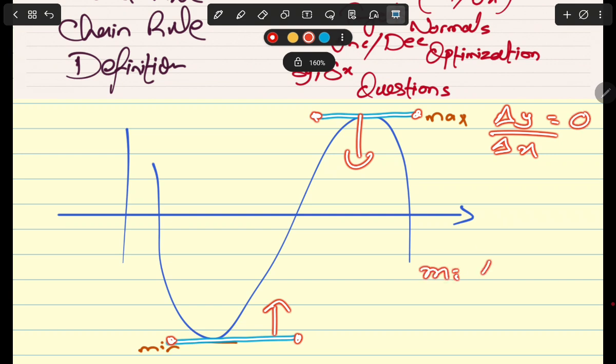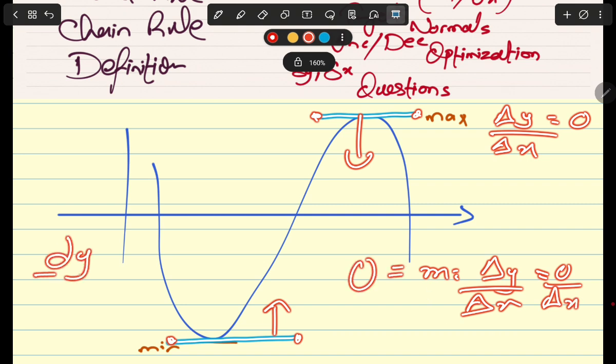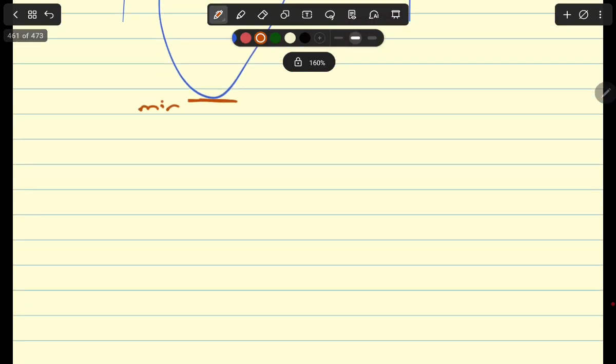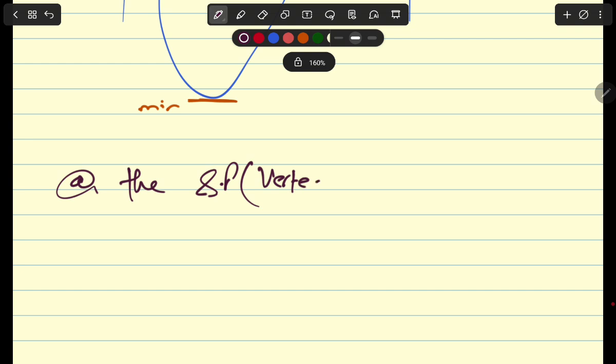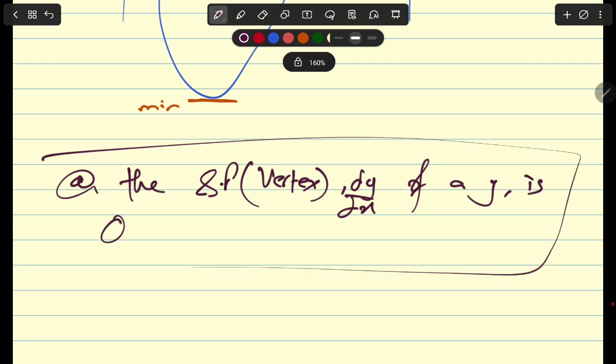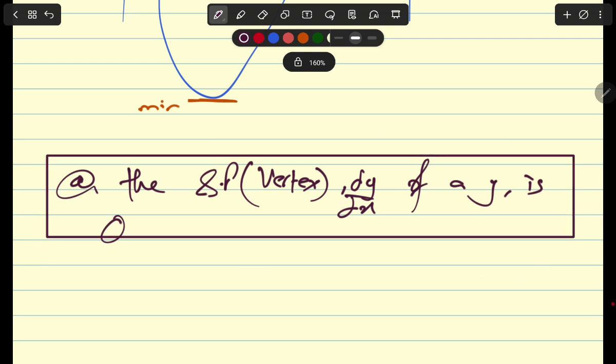So our gradient is going to be change in y over change in x, which is 0 upon whatever the change in x may be. So the gradient is nothing but 0. So we say that dy by dx at stationary points is equal to 0, right? Now, this is the real definition of a stationary point. I will write it down here as well, and I want you guys to note it down. So, at the stationary point or the vertex, dy by dx of a function is 0, right? I want you to make a note of it, and we have proved it as well.